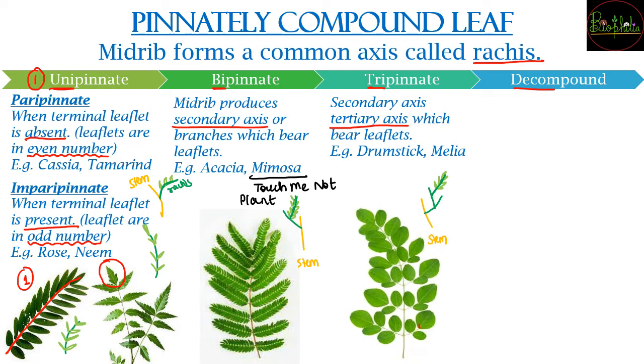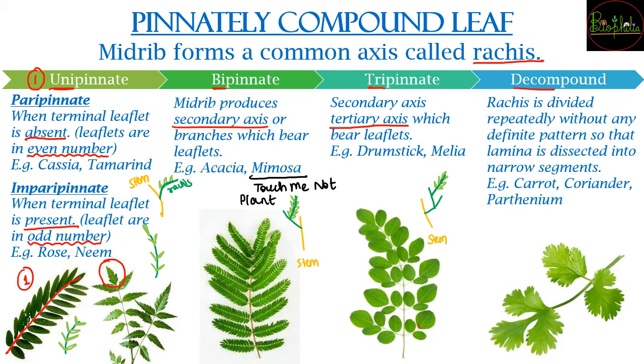Now let us read about decompound. In decompound, the branches are going to divide repeatedly, and there will be no definite pattern in which they get divided. Many times the repeated division is so much that these have narrow segments. So that is nothing but giving you the decompound effect.